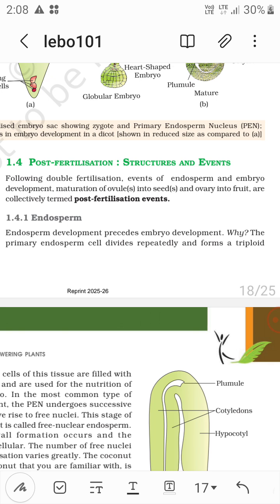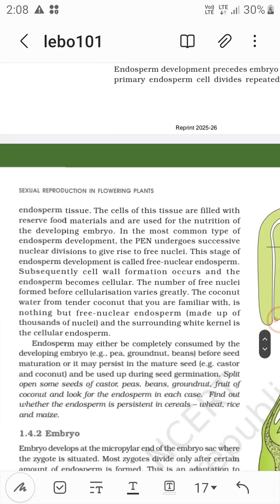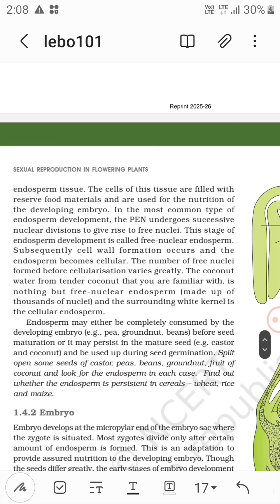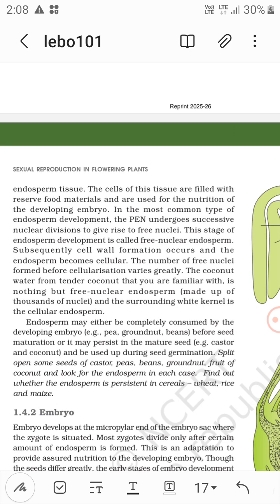So endosperm development precedes embryo development. Why? Because the primary endosperm cell divides repeatedly and forms a triploid endosperm tissue. These are the food reserves, right? The cells of this tissue are filled with reserve food materials and are used for the nutrition of the developing embryo.